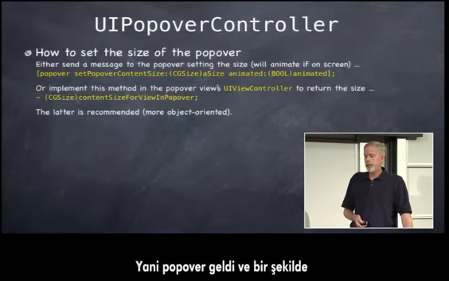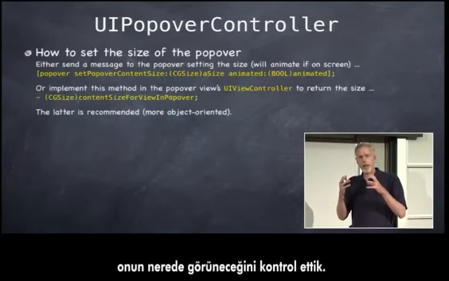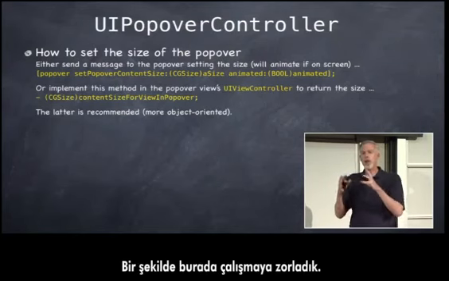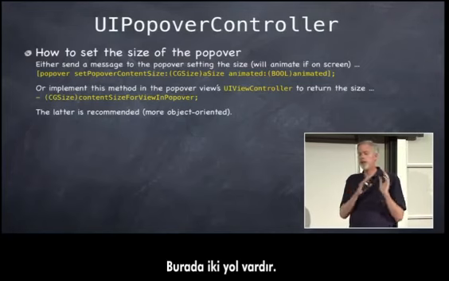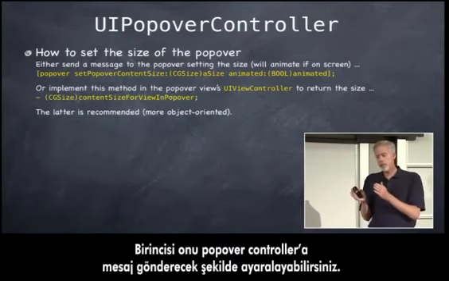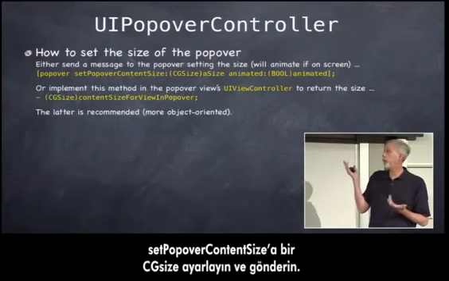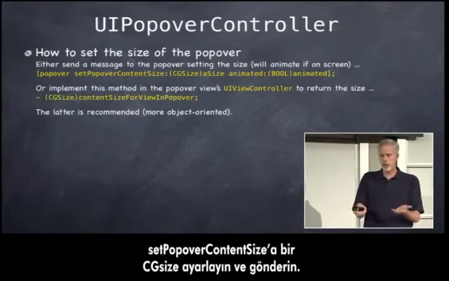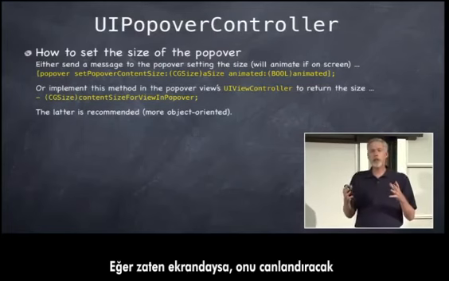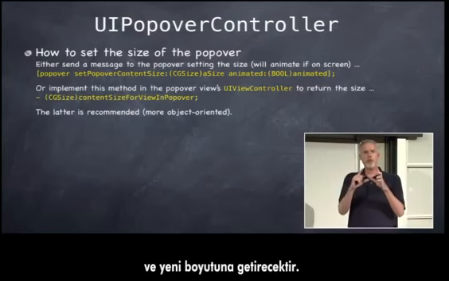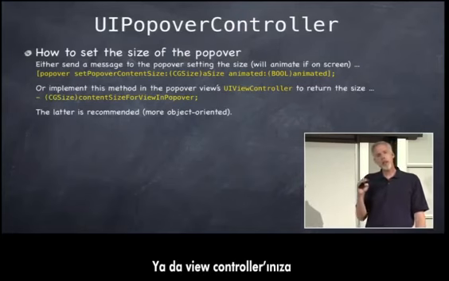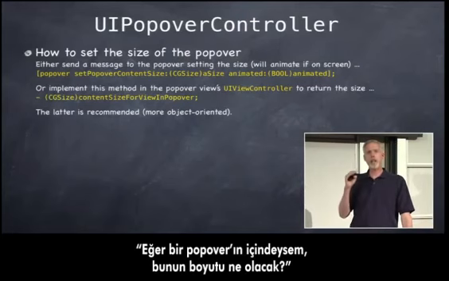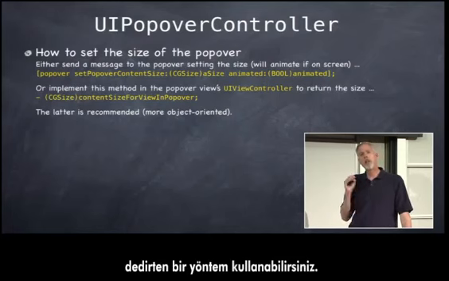All right, so this popover comes up, and we've controlled where it can appear somewhat. Okay, somewhat constrained where it can appear. How about what size it is? How does it know what size to be? And there's two ways. One, you can set it by sending a message to the popover controller, set popover content size, give it a CG size, and it'll set it. If it's already on screen, it will animated resize to the new size. Okay, it's kind of nice. Or you can implement a method in your view controller that says, if I'm in a popover, this is what size I should be.